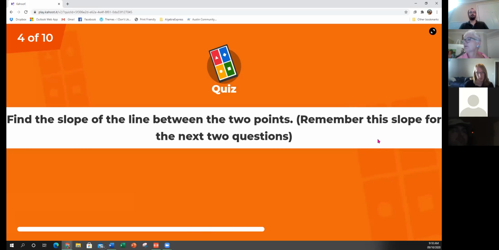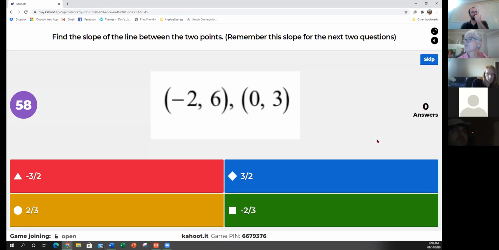Find the slope of the line between 2 points. And then make sure you write this down, because you'll need it for the next couple of questions. Whatever slope you get, you will be using it again. So make sure that you hang on to it.